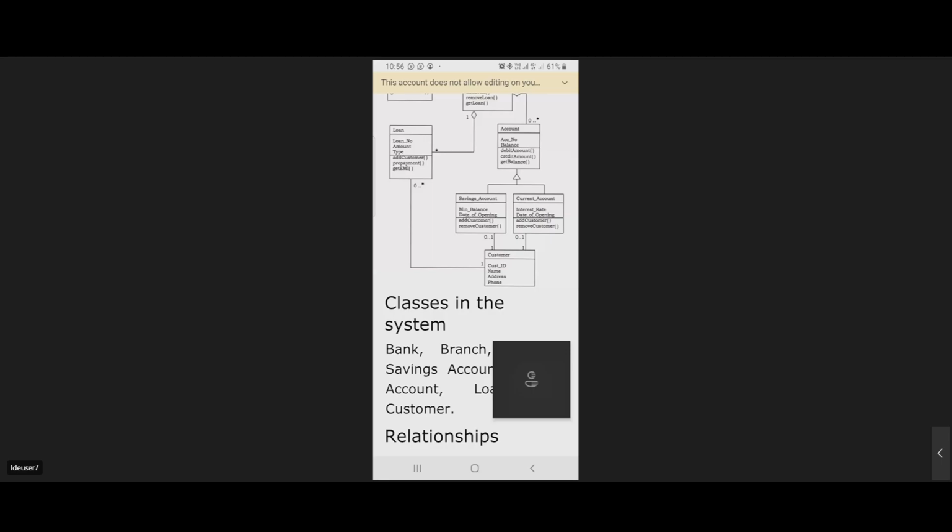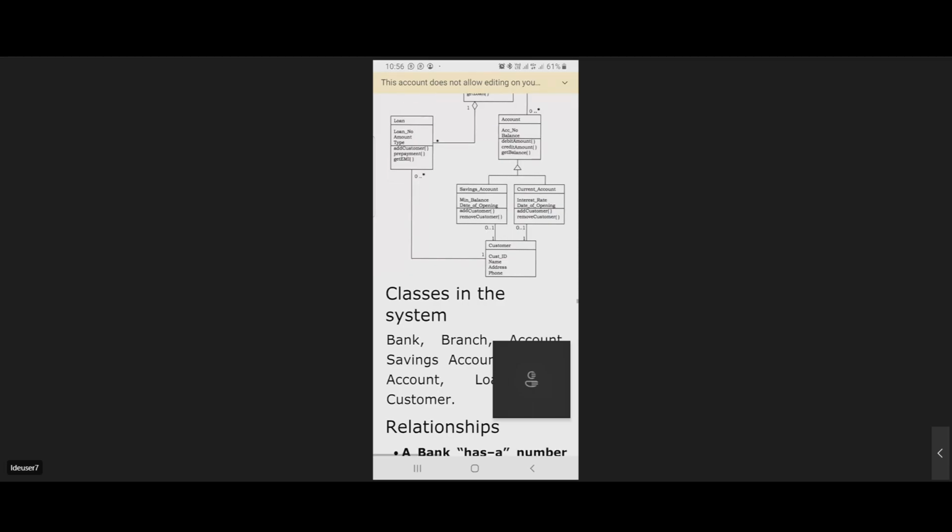But in the current account, interest rate, date of opening. Next is customer, which contains the following attributes only. There are no operations. Customer ID, name, address, phone number. Classes in the system: bank, branch, account, savings account, current account, loan, and customer.